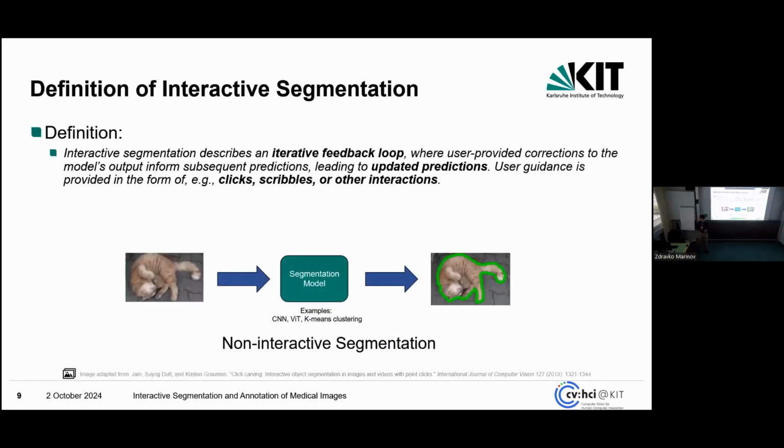But before we go into details and research highlights from the recent years, I want to define what exactly is interactive segmentation. Let's say we know what non-interactive segmentation is. We just have this black box segmentation model. It could be a CNN, it could be a transformer, it could be even k-means clustering. We have just one step in the segmentation process. Let's say it's just one inference step. And then you have the segmentation output.